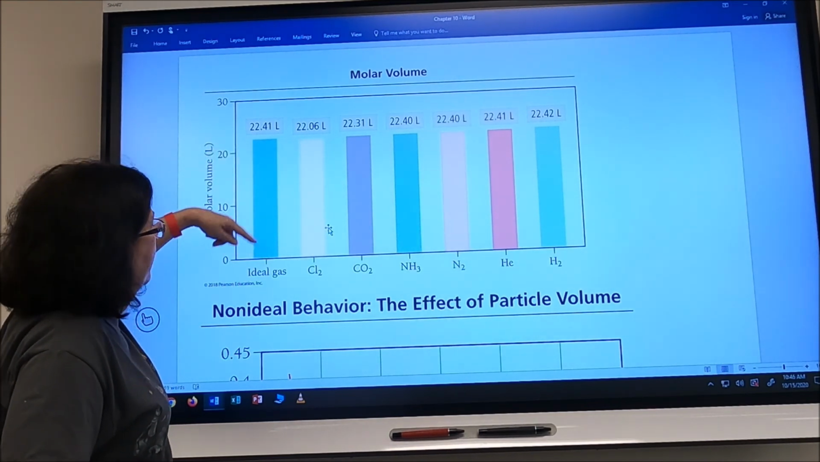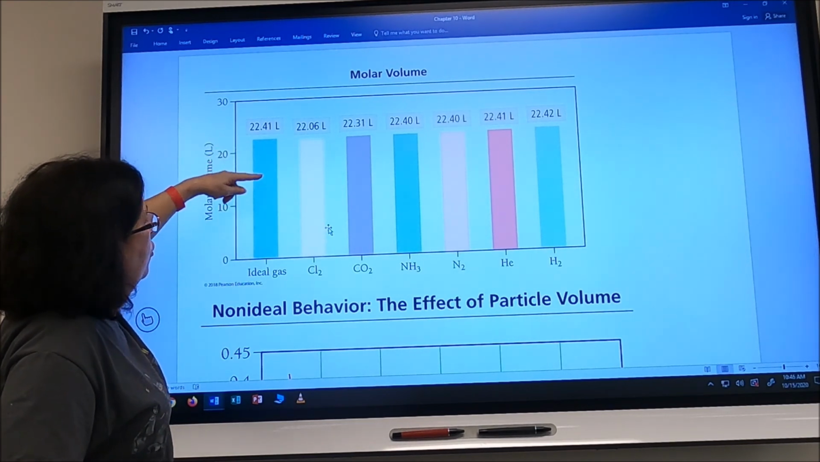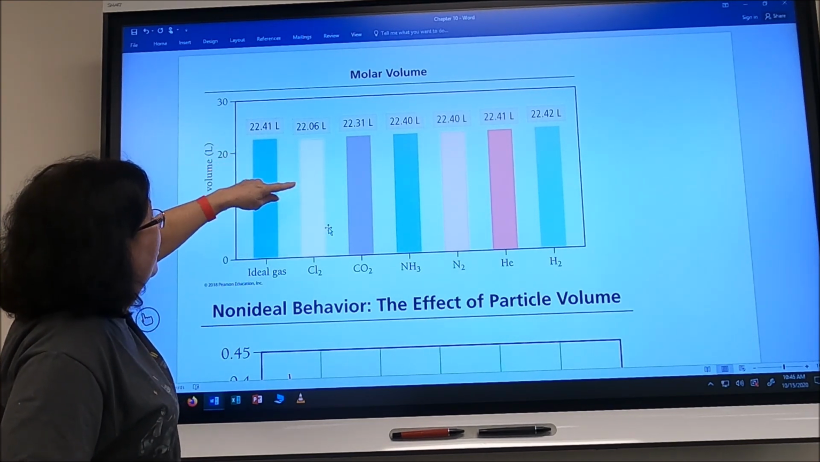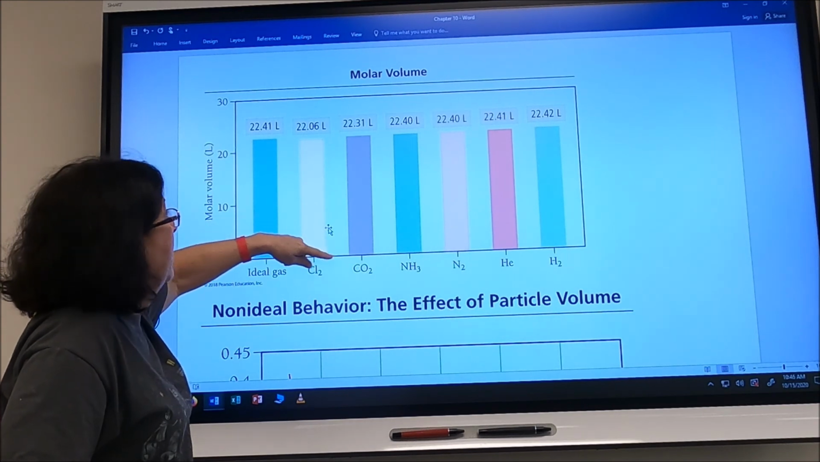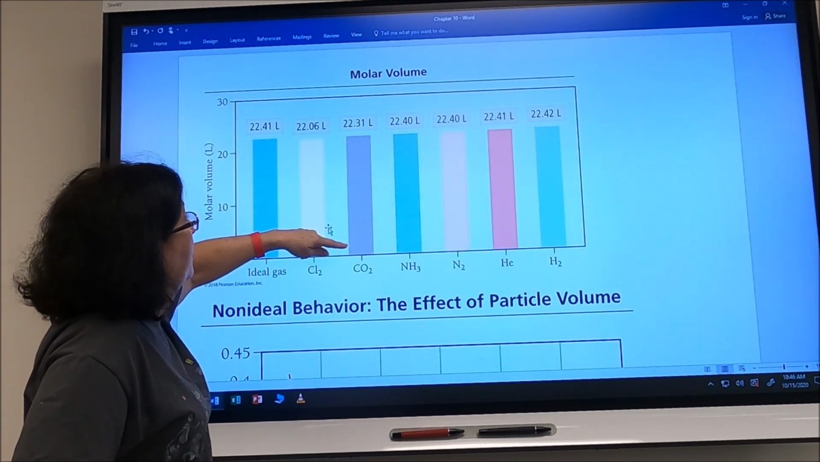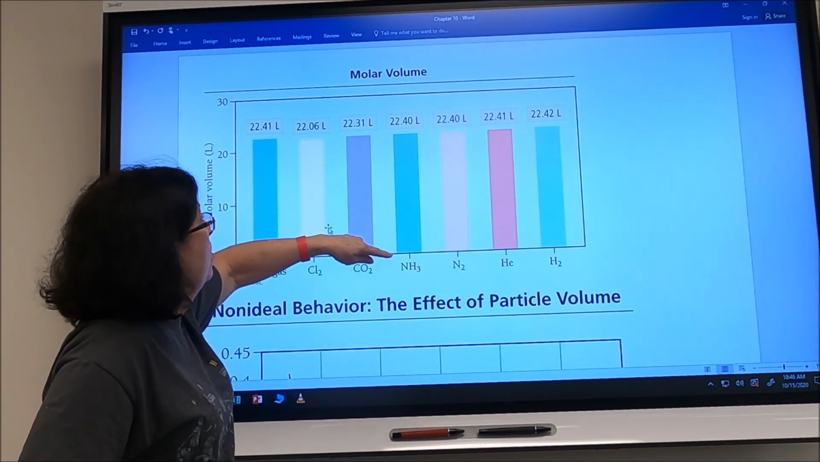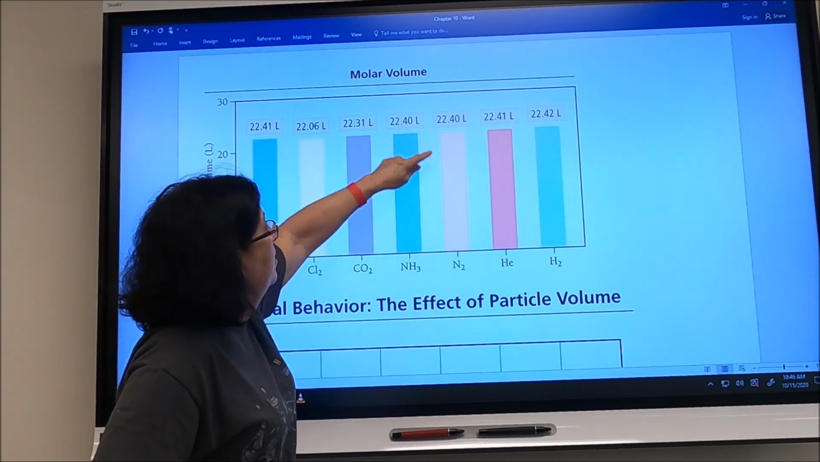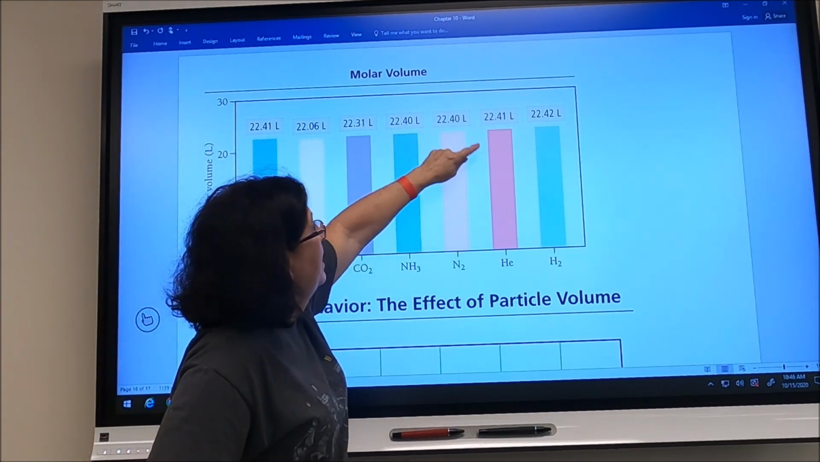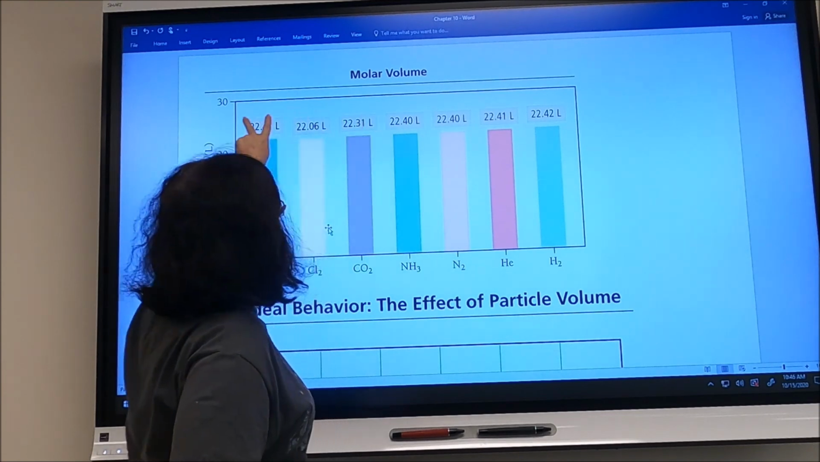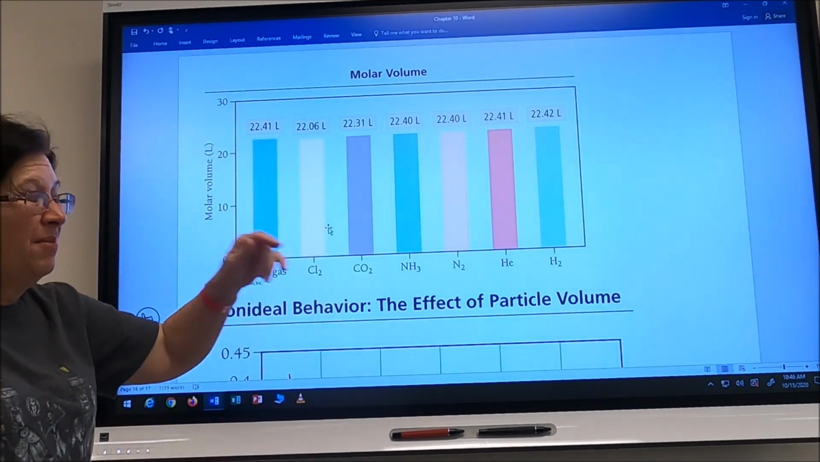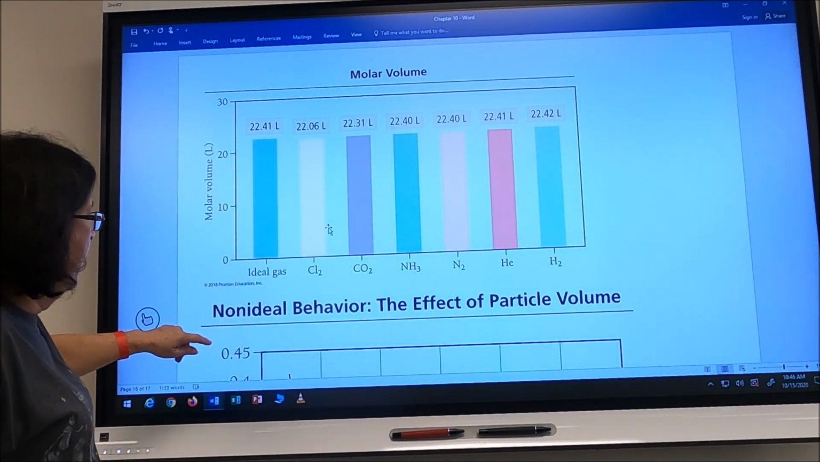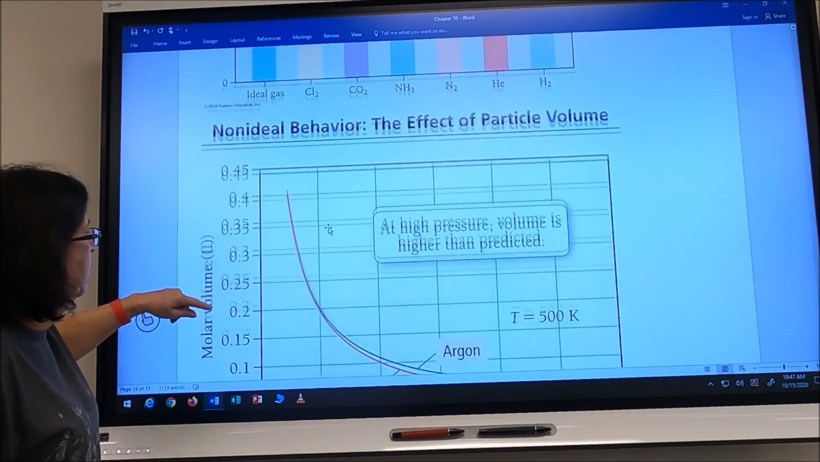Okay? So here's what an ideal gas volume would be at, no, 0 degrees C, excuse me. Here's what chlorine's is. Notice it's a little bit less. It's a little sticky. Carbon dioxide, a little bit less. Ammonia, almost smack on. Nitrogen, pretty close. Helium and hydrogen, really, really close because they're not that sticky. Okay? Scroll up for me.